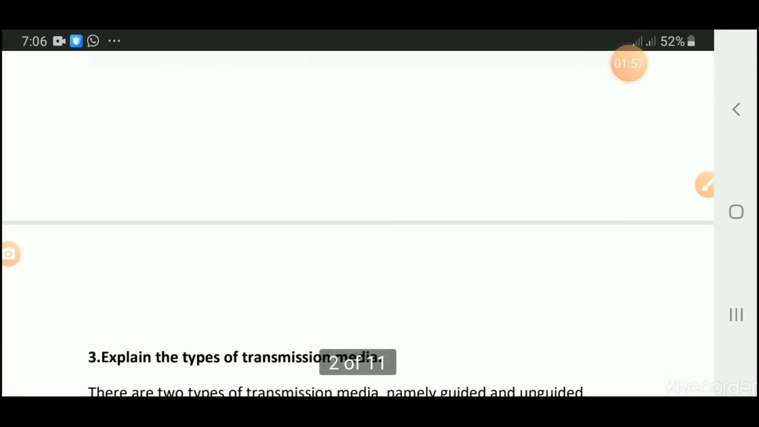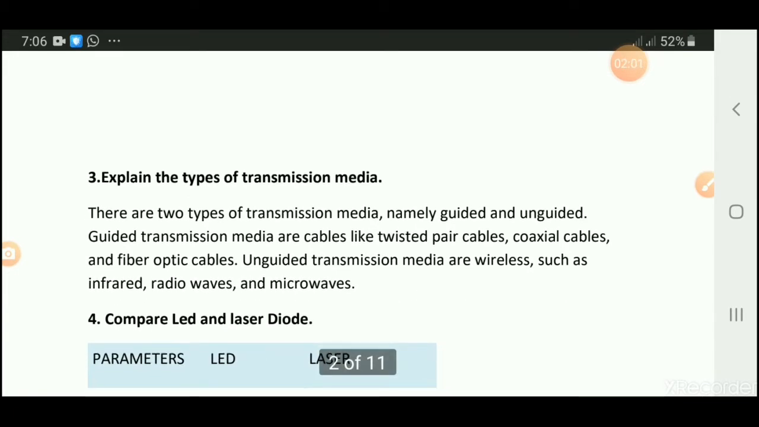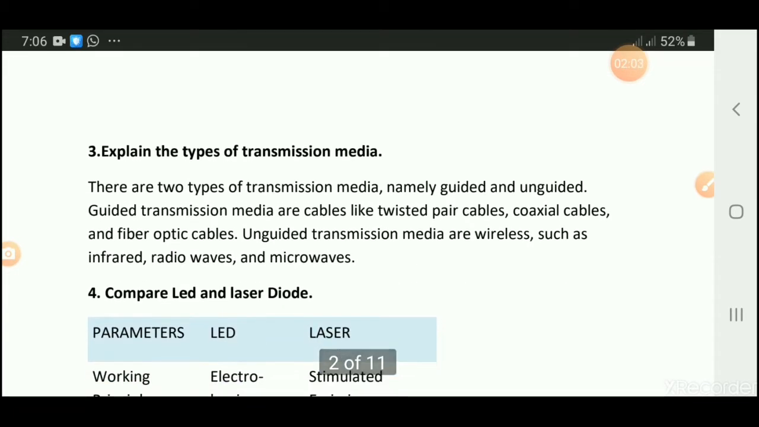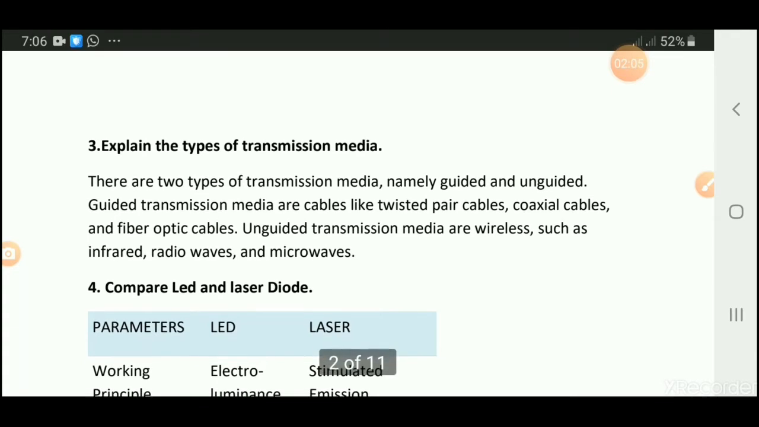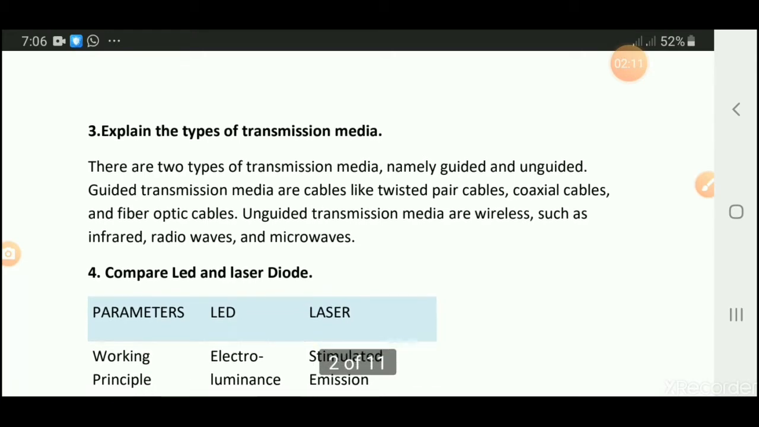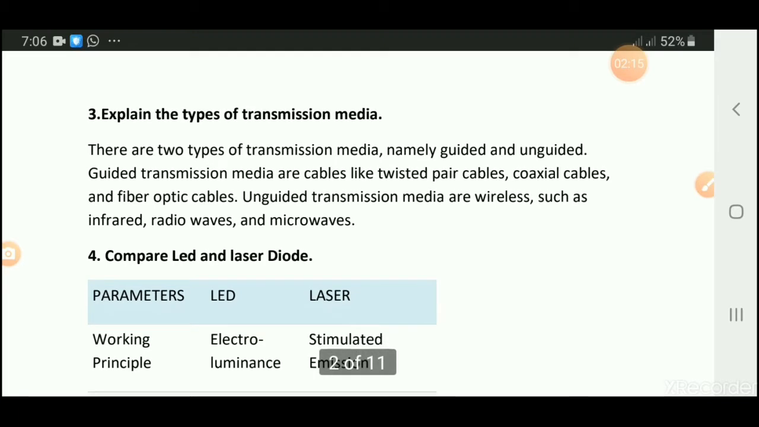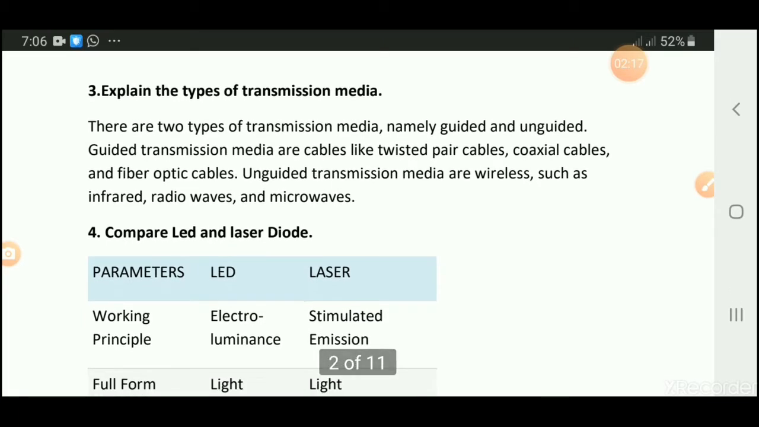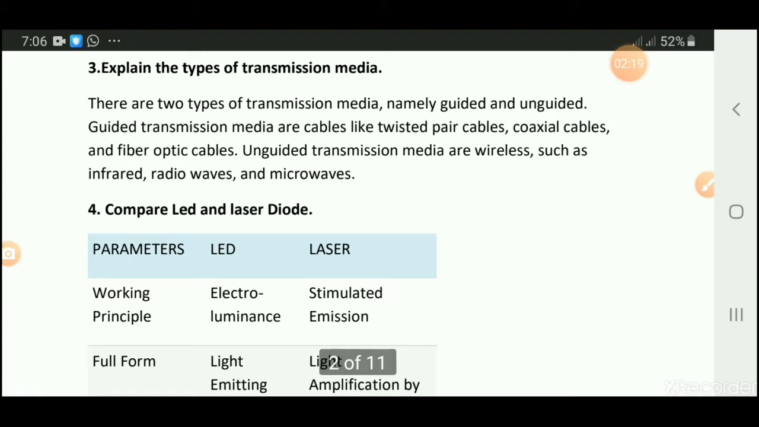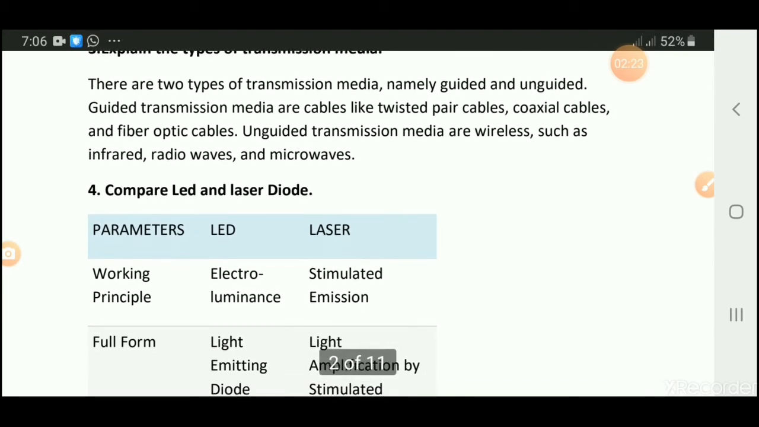Next question, third, explain the types of transmission media. There are two types of transmission media, namely guided and unguided. Guided transmission media are cables like twisted pair cables, coaxial cables, and fiber optic cables. Unguided transmission media are wireless, such as infrared, radio waves, and microwaves.